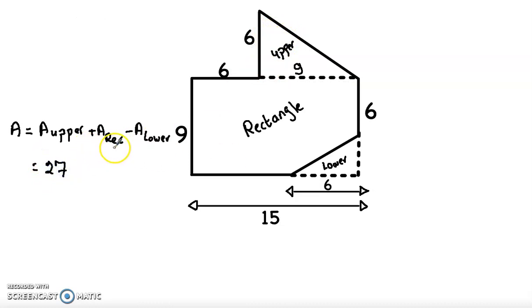Now the area of the rectangle is equal to height times base, or length times width. The length is equal to 9 and the width is equal to 15. So 9 times 15 equals 135.